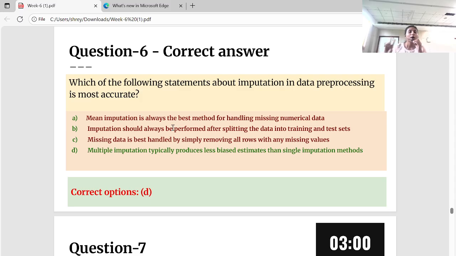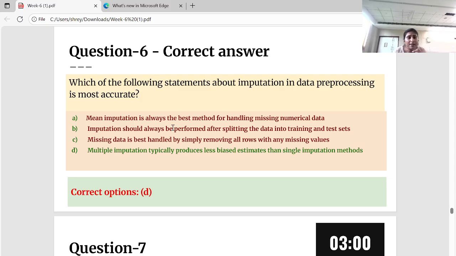Second, imputation should always be performed after splitting the data into training and testing set. No, it should not be. Why? Because if you are applying the imputation after splitting, it means you are giving two different knowledge in two different splits. Let's say if I split the data of the organization and in the testing set most of the workers are of manager category, and most of the workers in the training set are of a different category, then the imputation should be irrespective of these categories. So that's why it should be performed before splitting.